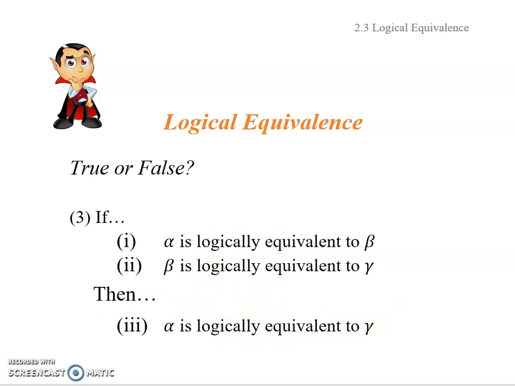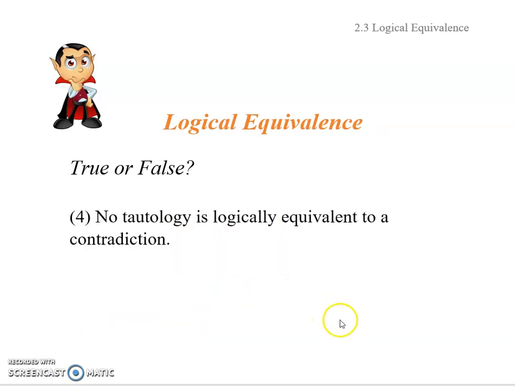Okay, maybe I'll draw your attention to one more idea here. So, true or false, no tautology is logically equivalent to a contradiction. All right, so this is kind of fun. We're kicking around all these ideas. All right, so this is true, right? And vice versa. No contradiction is logically equivalent to a tautology either, right?